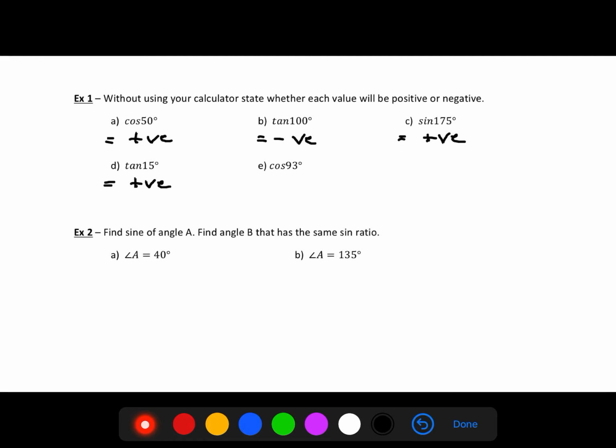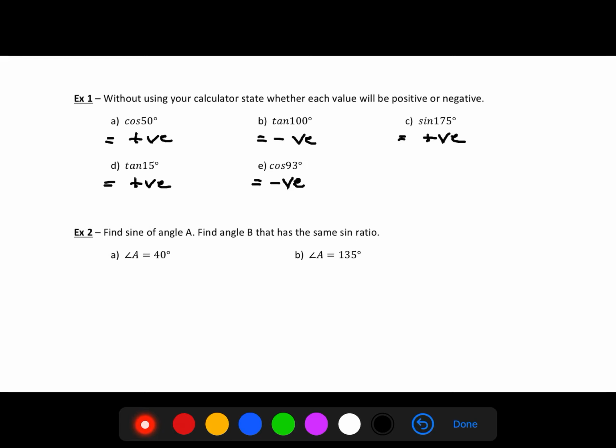Tan of 15 is in the first quadrant, so it's got to be positive. Cos of 93 is in the second quadrant, and the only one that is positive in the second quadrant is sine. So cos of 93 has to be a negative value. And you can check using your calculator to make sure that you've got the right answer there as well.